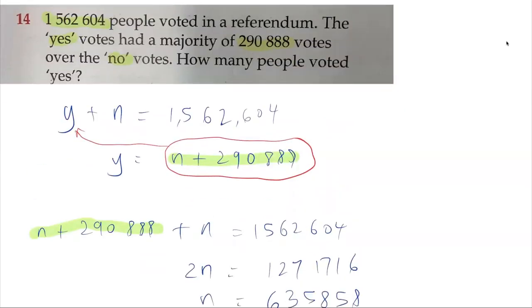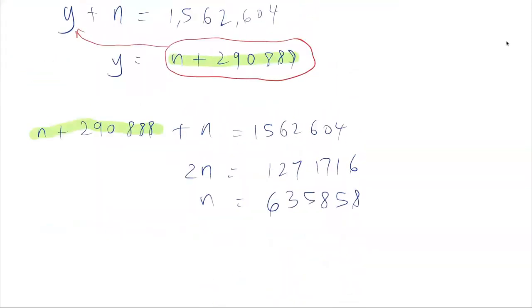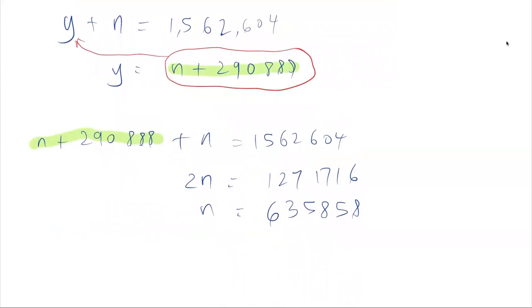But if you look at the question, it asks how many people voted yes. So what we're actually trying to find out is that. All I've got is the no vote. Now we can work that out because the two votes together add up to that. So really the yes vote, oops, that's the wrong pen, the yes vote is therefore equal to 1,562,604 minus the no vote, 635,858, and that will give me the yes vote.